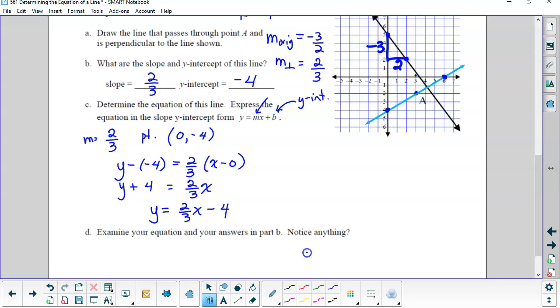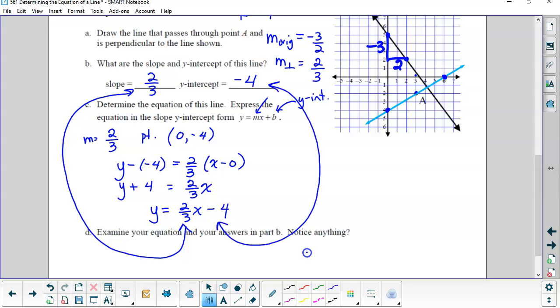Then it says examine your equation and your answers in part B. Notice anything? Take a look. Our slope here is the coefficient of x. Our y-intercept is the constant term. So in slope y-intercept form, you can actually determine a lot of the times by looking at the graph. Find the slope and the y-intercept and substitute it in. So the coefficient of x is the slope. The constant term is the y-intercept.